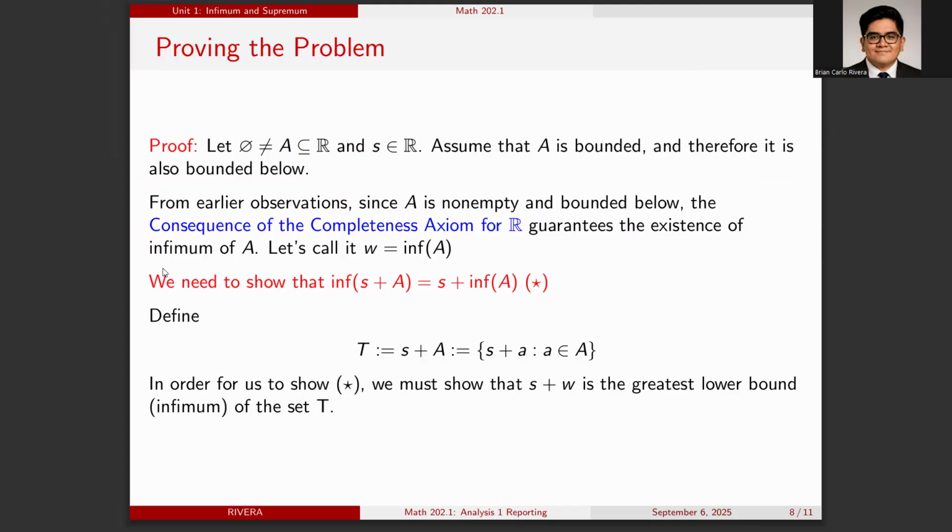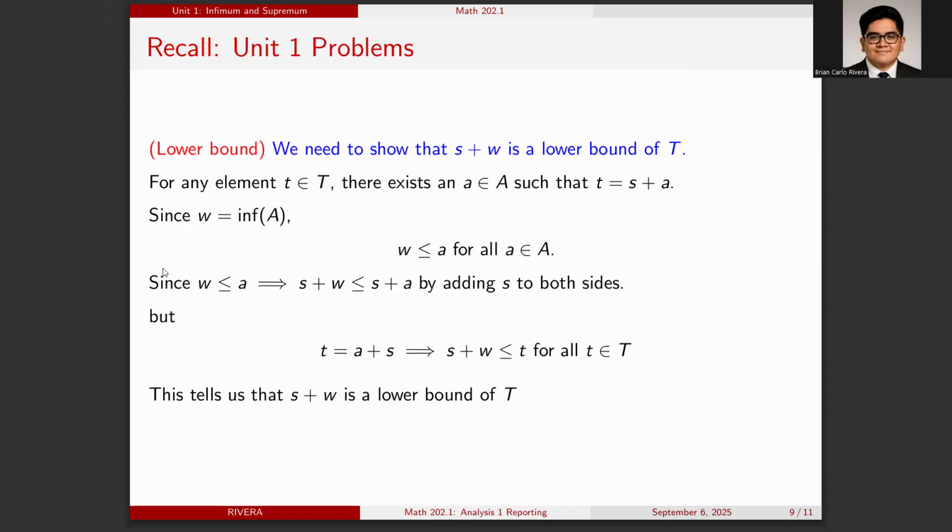We want to show that the infimum of S plus A is equal to S plus the infimum of A, and we call it star. If we're handling infimums, it's better to define what our set is. Since S plus A is cumbersome notation-wise, we call it T. T is equal to the set of S plus a, wherein small a is in A. In order for us to show star, we must show that S plus W, which is the infimum, is the greatest lower bound of the set T.